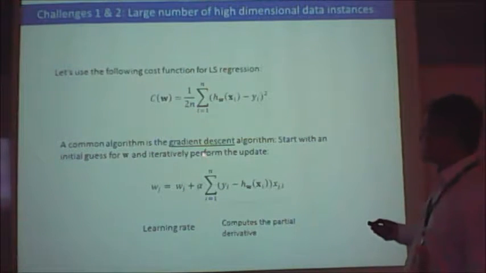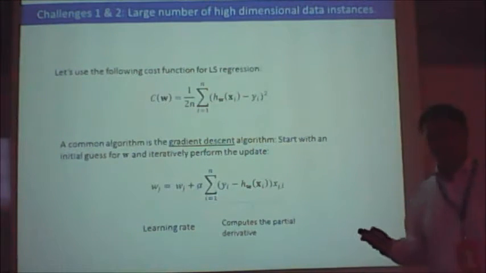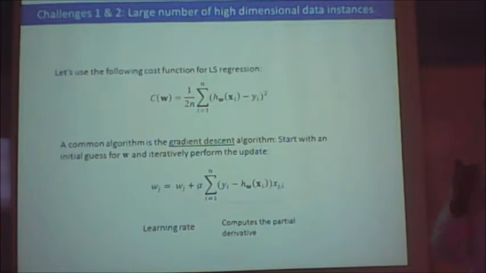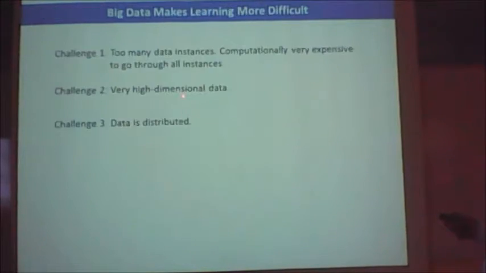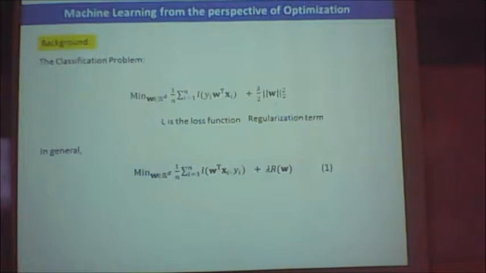So a common algorithm is called gradient descent. Who has not heard of gradient descent before? Okay. Now, linear regression is a nice problem because it's what we call a convex problem. It's a convex optimization problem.